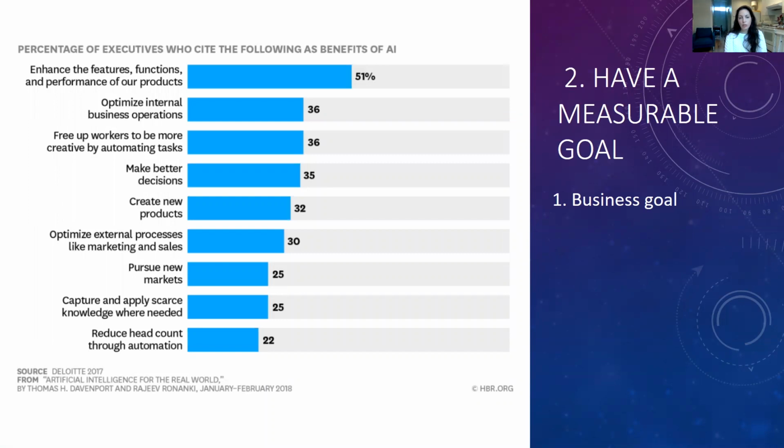So this is a really nice research that was published on Harvard Business Review on the benefits of AI, and the benefits on this slide are pretty high-level improvements that machine learning can drive in the business, but I do encourage you to be much more specific about setting business goals. This could be a percentage improvement in the click-through rate, reduce manual effort by a number of hours, etc.